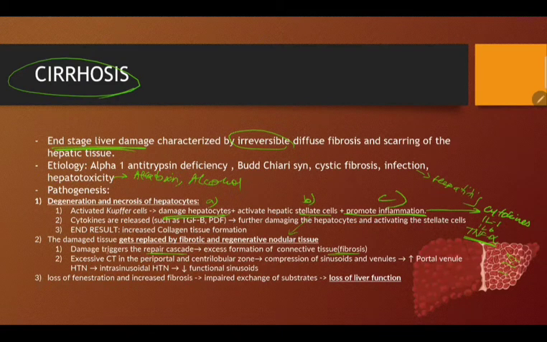So you have excessive damage and excessive formation of connective tissue, and this fibrosis can get so extensive that it goes into the periportal area and the centrilobular area. This causes compression of the portal venules and sinusoids, which leads to increased hypertension. Now there's so much hypertension in the sinusoids that the sinusoids stop functioning. So now you have damaged and necrotized hepatocytes, fibrotic tissue, and decreased functional sinusoids.